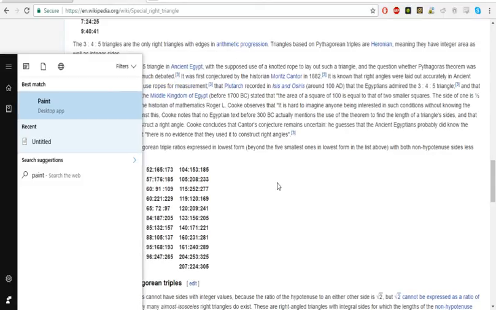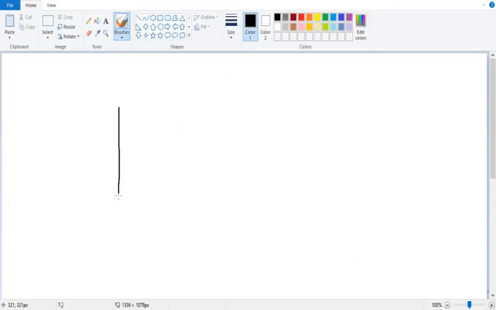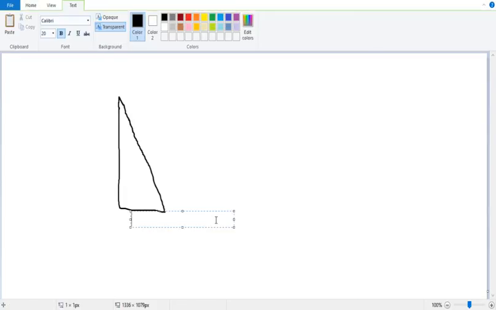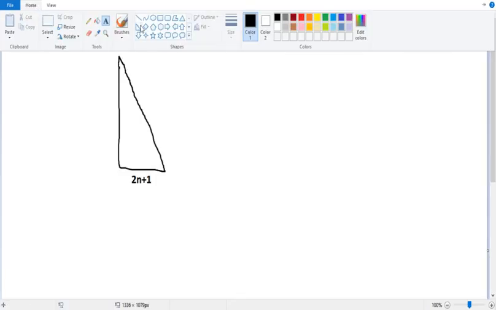I should go on Paint. You're always gonna get a triangle like this. Oh, that was actually really good. And this is gonna be n. Or actually, okay, you're always gonna have something like this. Wait, can't you use something to draw a triangle here? Ah, you can.